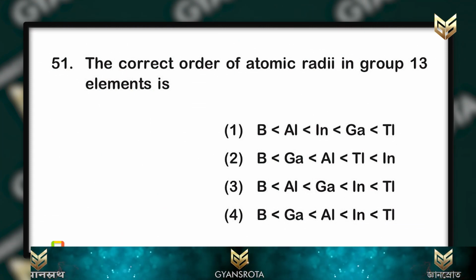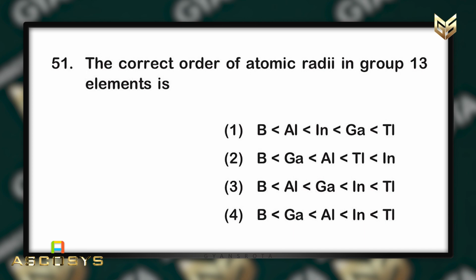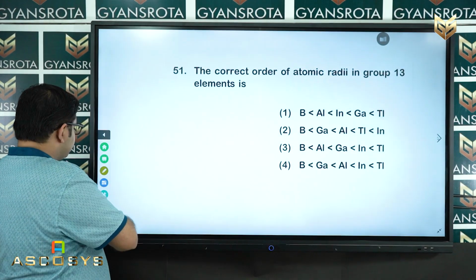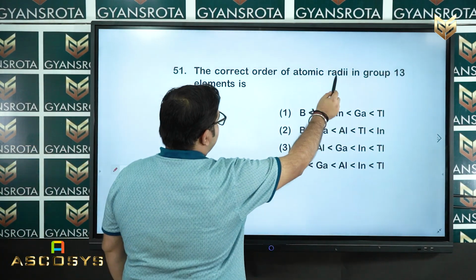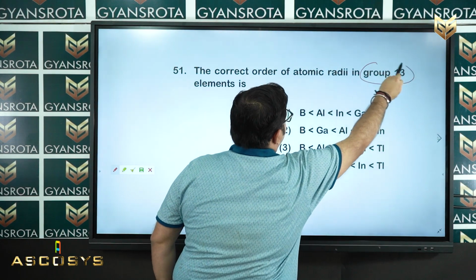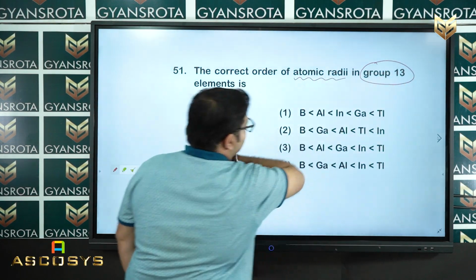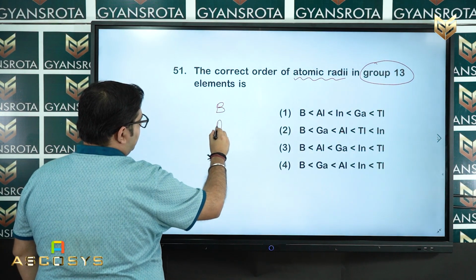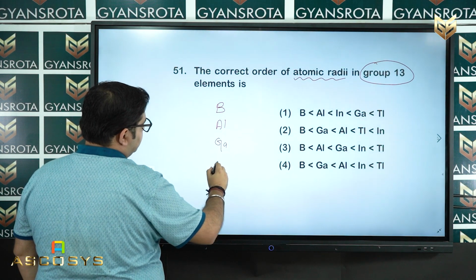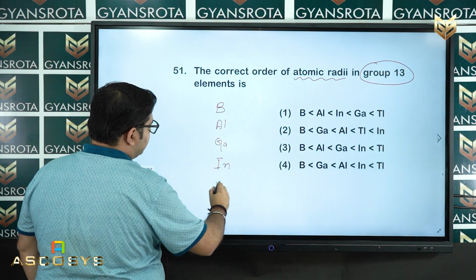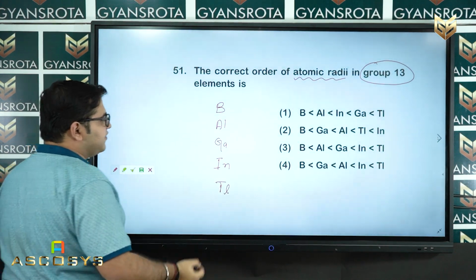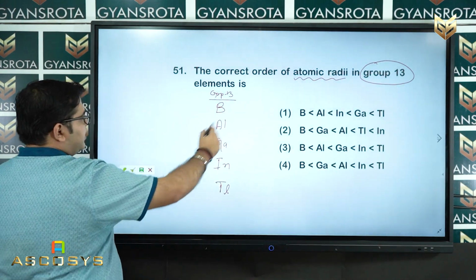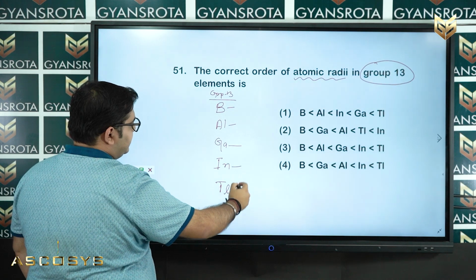The correct order of atomic radius in group 13 elements. Now, we are moving to the solution part. So, they ask you about the atomic radius of group 13. So, what is group 13? The mnemonic again: बैंगन, आलू, गाजर, in thela. Okay. So, this is the easiest way to remember the group 13 elements. Again I am repeating here: बैंगन, आलू, gajar, in thela.